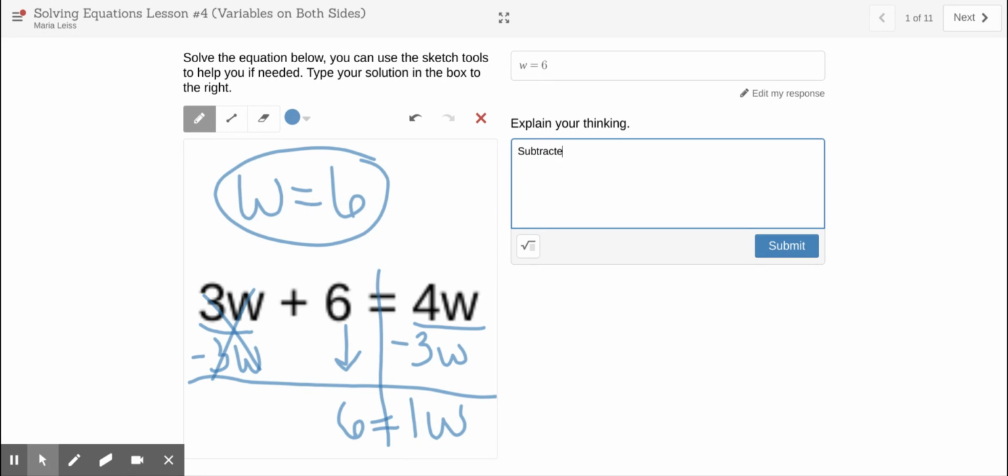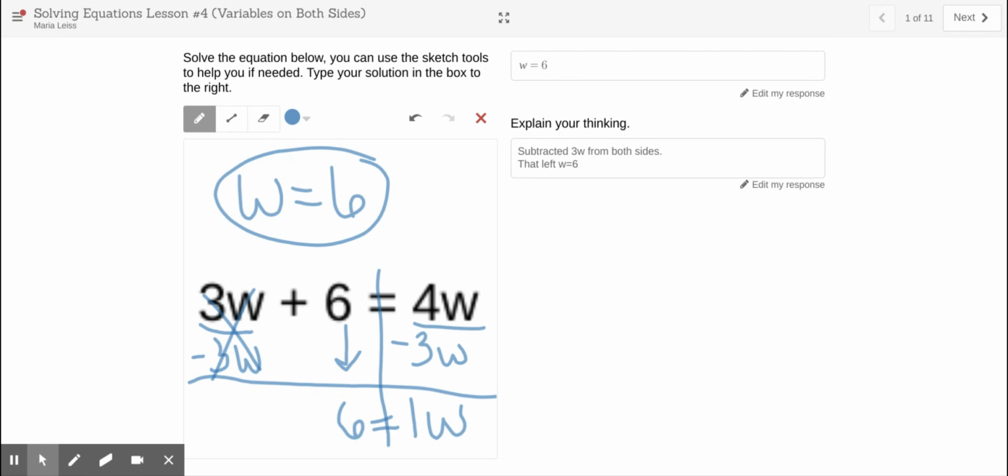Well, I subtracted 3w from both sides. That left w equals 6. Then I would hit submit. So if you need to, pause, get this jotted down in your activity, and then let's go on to question 2.